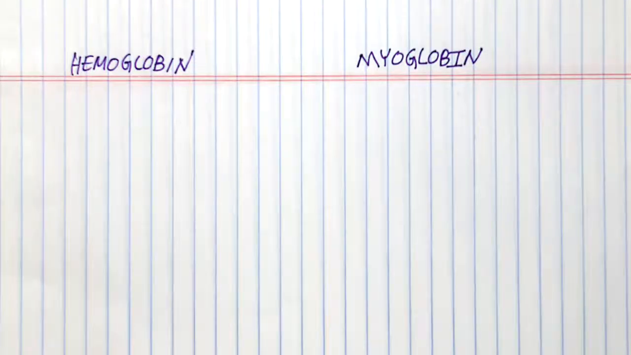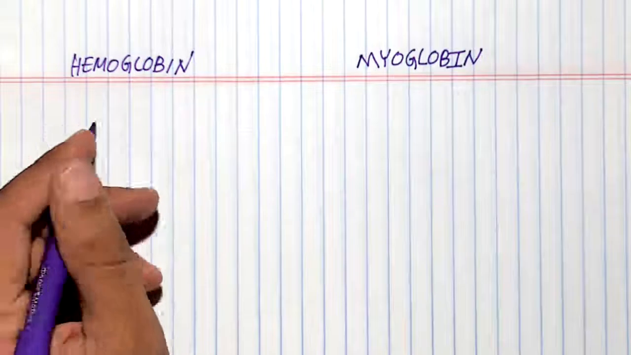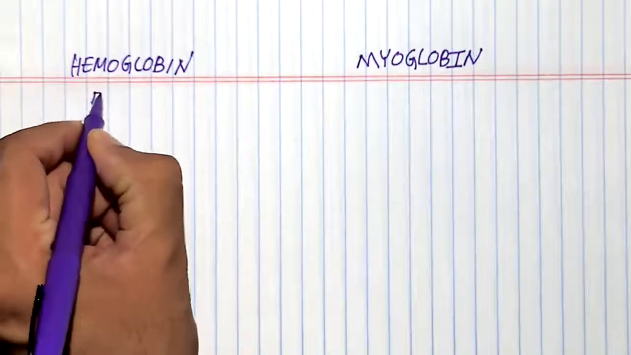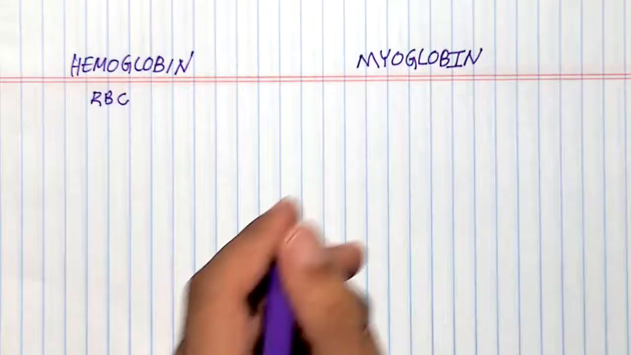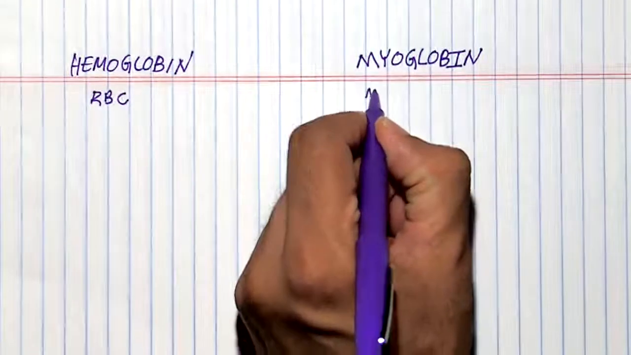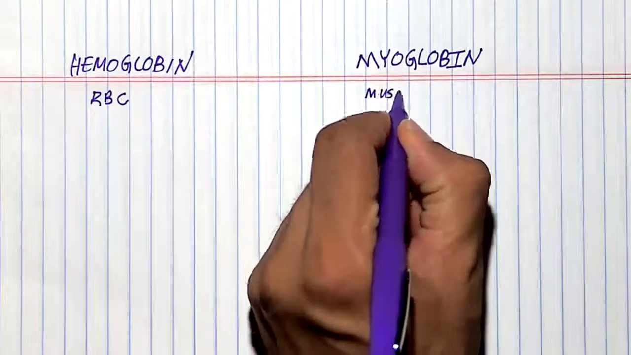So class, let's talk very briefly about the differences between hemoglobin and myoglobin. We can also talk about some of the similarities. These are two proteins that deliver oxygen to the tissues. Hemoglobin is primarily localized in the red blood cell, also known as the erythrocyte, and myoglobin is primarily the oxygen delivering protein in muscle.